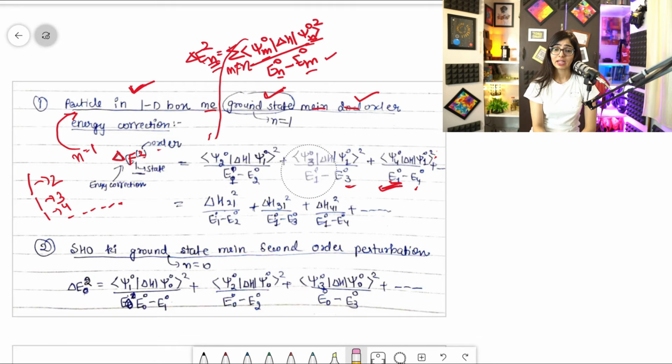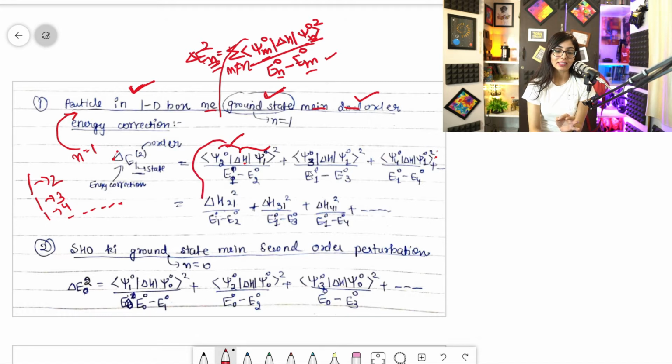I'll be discussing this again, because I know it may sound a little complicated for those of you seeing it for the very first time. Instead of writing it again and again like this, psi 2 naught delta H psi 1 naught square, you can represent it like this also: delta H, the perturbation in the 2-1 state. 2-1 means 2 is first and 1 is later.